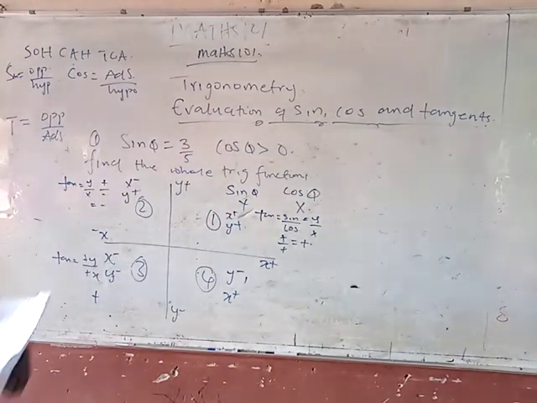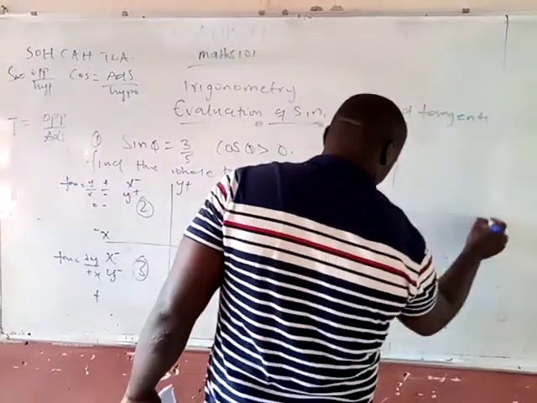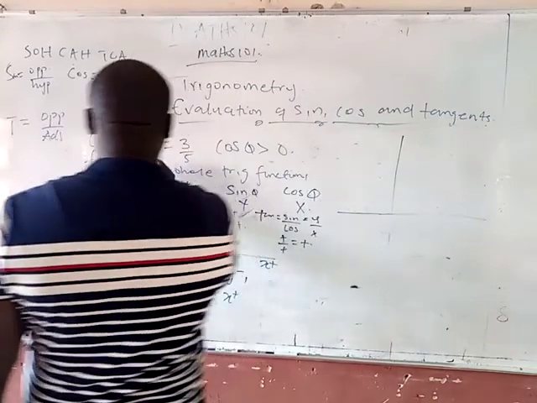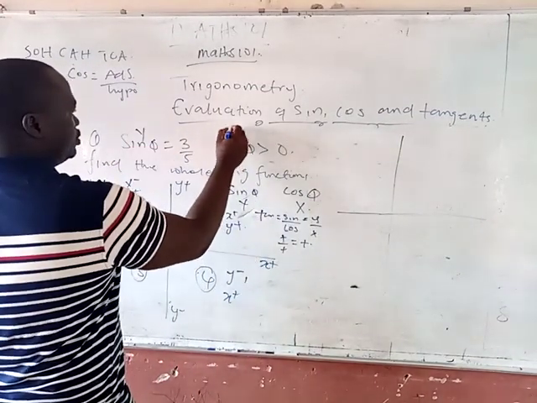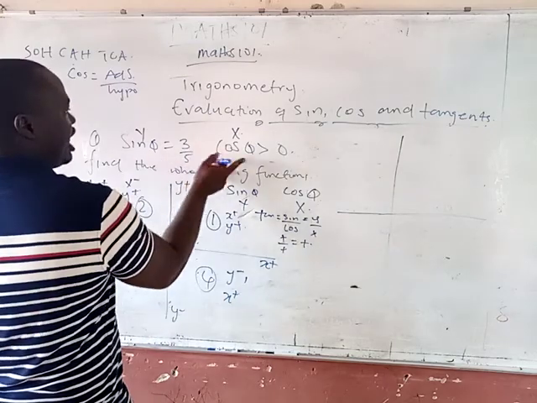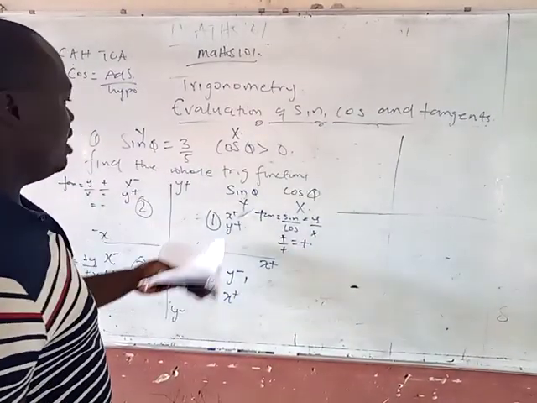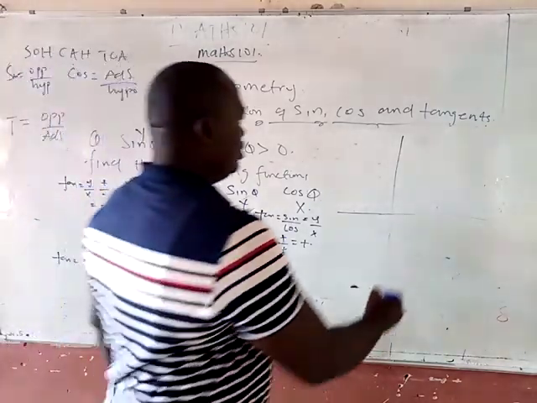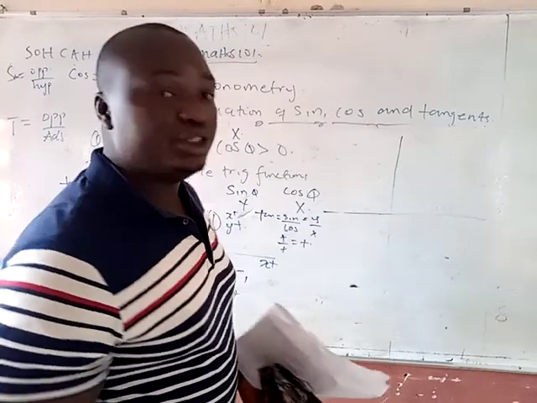Now, what you have to know first is, I will draw my quadrants. Remember that sine is y, and cos is x, and they are both positive. So in which quadrant are x and y both positive? It's in Quadrant 1, right? So here is where we are going to be drawing.